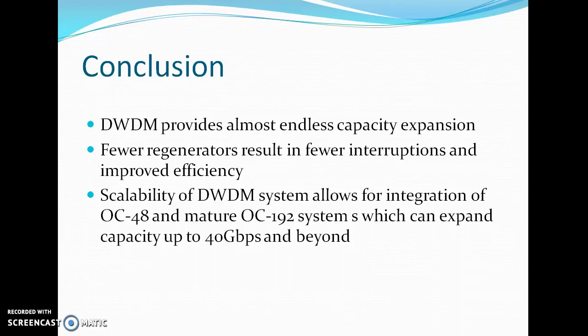Well-engineered DWDM systems offer component reliability, system availability, and system margin. And there is also the fact that DWDM systems are very scalable, and it allows for integration of OC48 and mature OC192 systems, which can expand capacity and data rates of up to 40 Gbps and beyond.